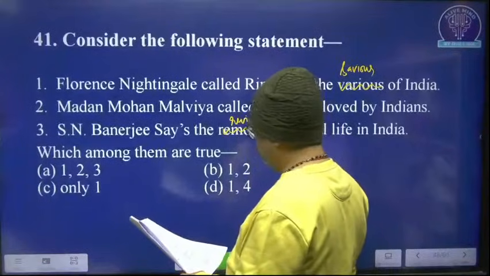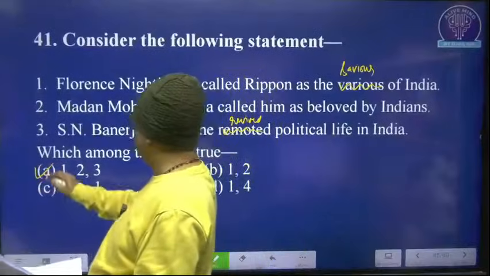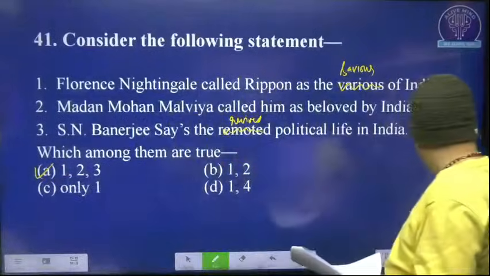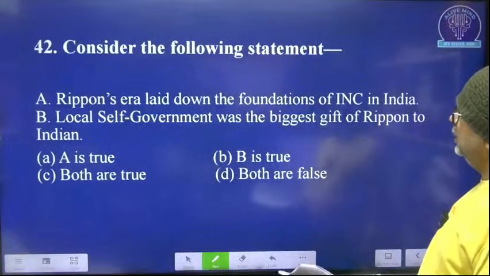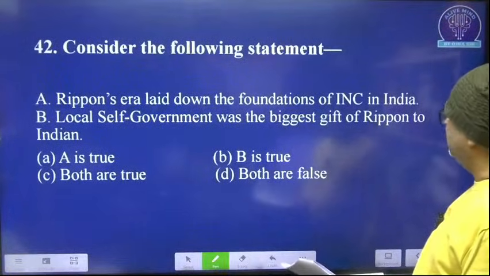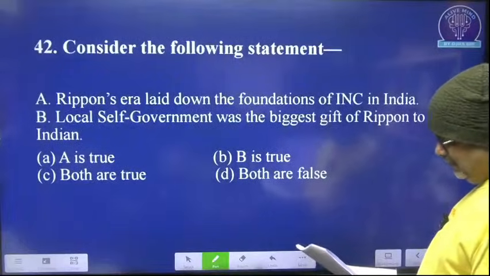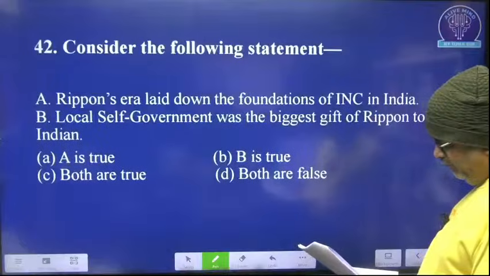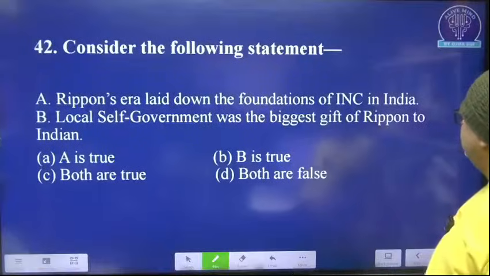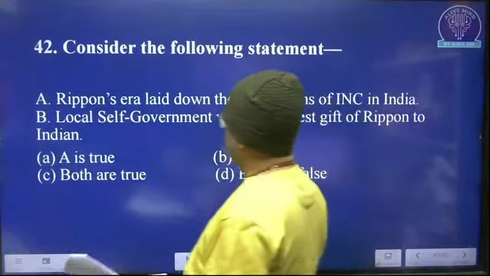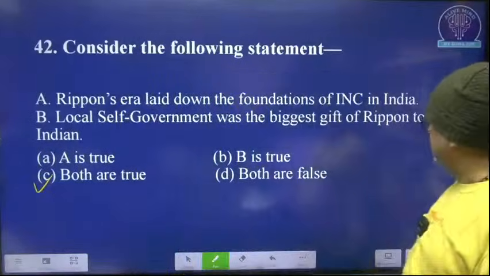41. 1, 2, 3. Consider the following statements. Ripon's era laid down the foundation of INC in India. Local self-government was the biggest gift of Ripon to Indians. Both are true. 42C.